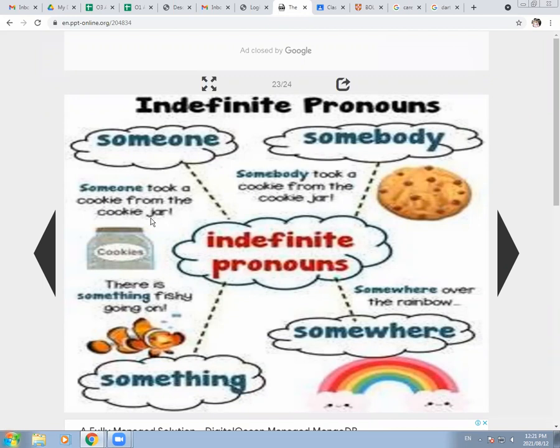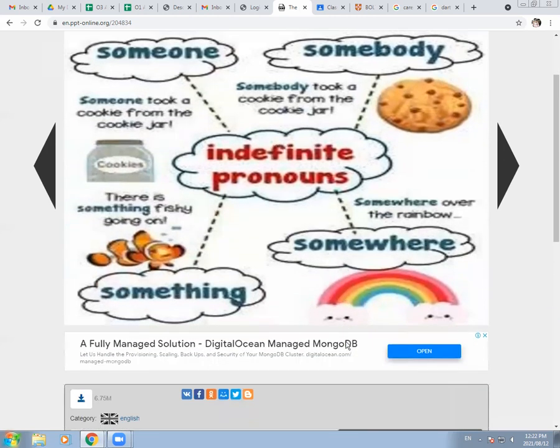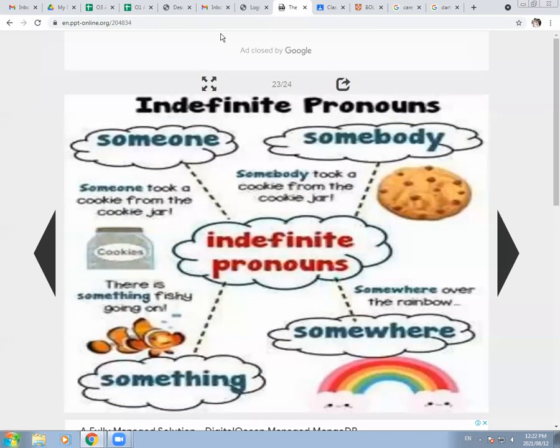Someone took a cookie from the cookie jar. You don't know who that person is. So somebody took a cookie from the cookie jar. Someone, somebody. So these are indefinite pronouns. If you see here, there is something fishy going on. You don't know exactly what that fishy thing is, but there is something. So something is an indefinite pronoun. Somewhere, you don't know exactly where, but somewhere over the rainbow. So is that clear to you? So all of these words are indefinite pronouns.